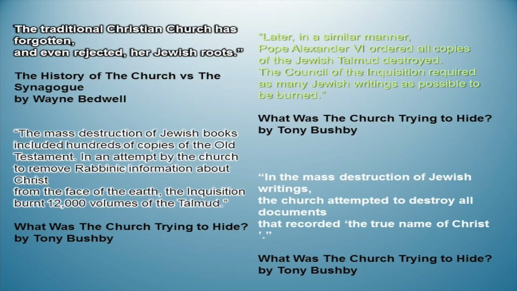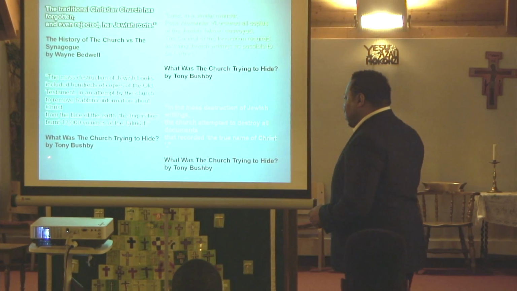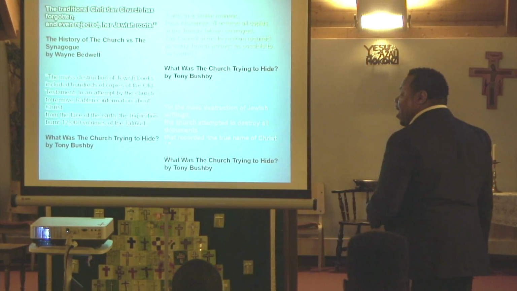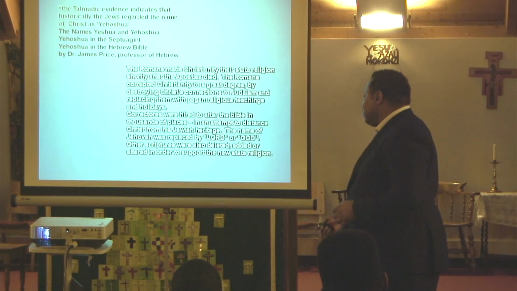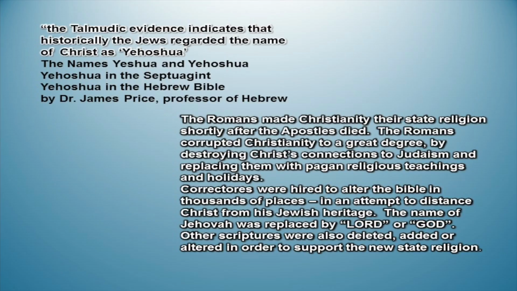The mass destruction of Jewish books included hundreds of copies of the Old Testament, and in an attempt by the church to remove rabbinic information about Messiah from the face of the earth, the Inquisition burnt 12,000 volumes of the Talmud. That's from Tommy Bush's book, What Was the Church Trying to Hide? In the mass destruction of Jewish writings, the church had to destroy all documents that recorded the true name of Mashiach. The Talmud evidence indicates that historically, the Jews regarded the name of the Messiah as Yahushua.